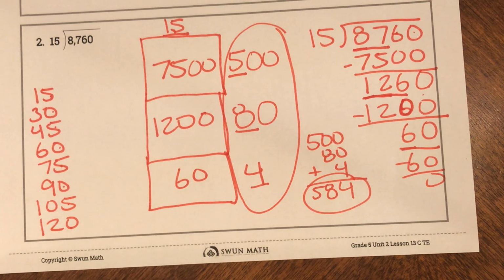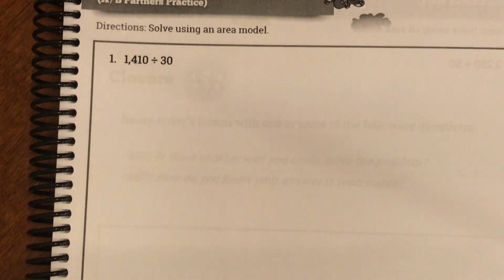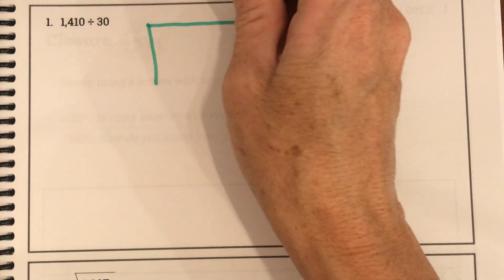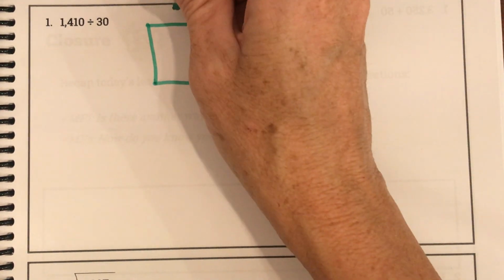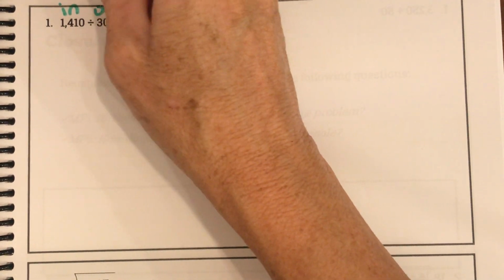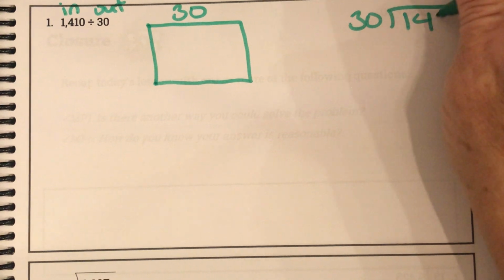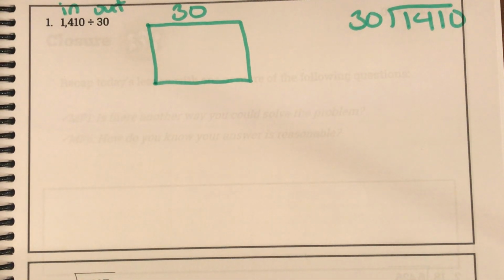Okay, so let's try one together. Here is our first one that we're going to work on. It's on page 172. Okay, and step 1 says we are going to draw our box, and step 2 says we're going to put our dividend on top. And I know that's my dividend because it's inside. Okay, so now I'm ready to get started.